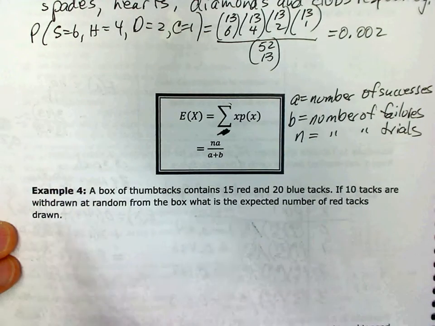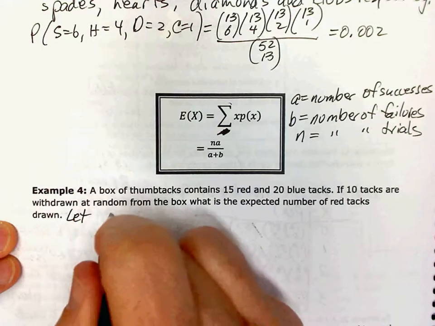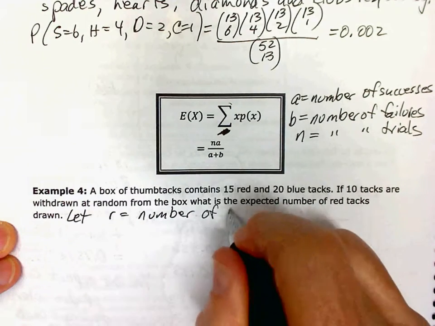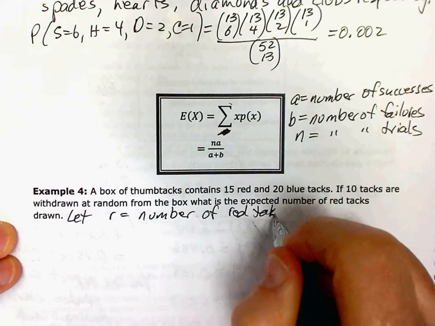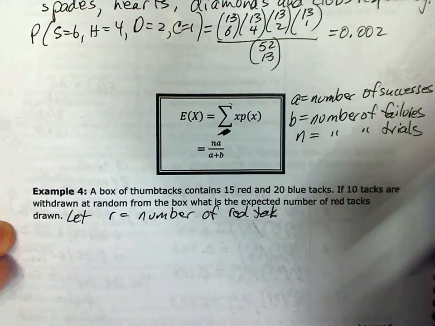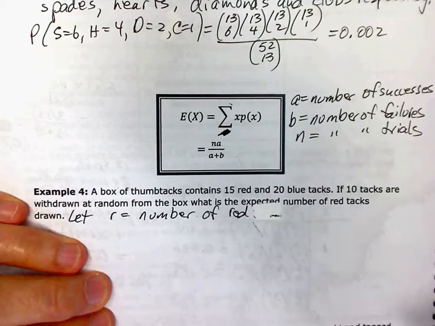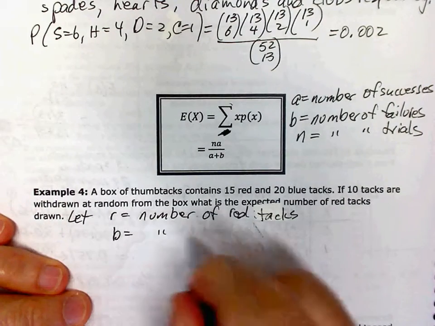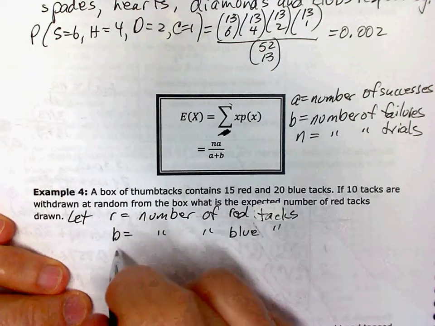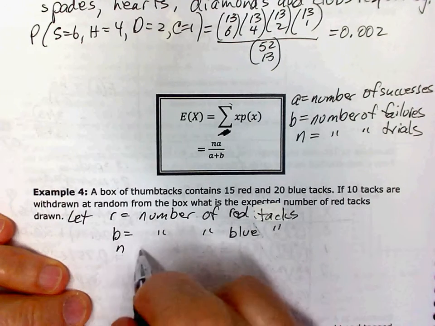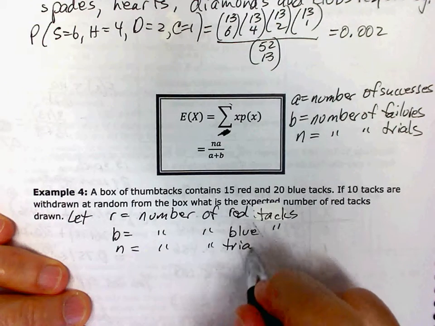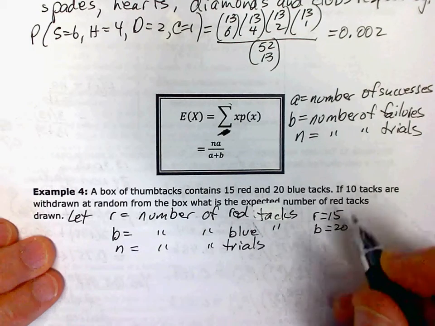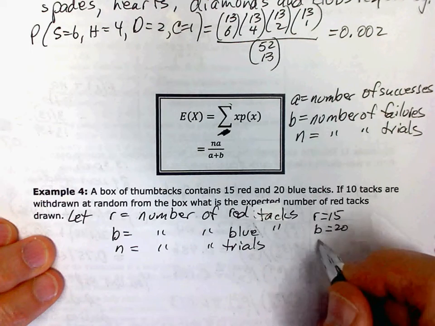So we'll let R equal number of red tacks. How do we spell tacks? Tacks. Let B equal number of blue tacks, and N is number of trials. So I think you can see that R equals 15, B equals 20, and the number of trials is 10, right? Because 10 tacks are being withdrawn.